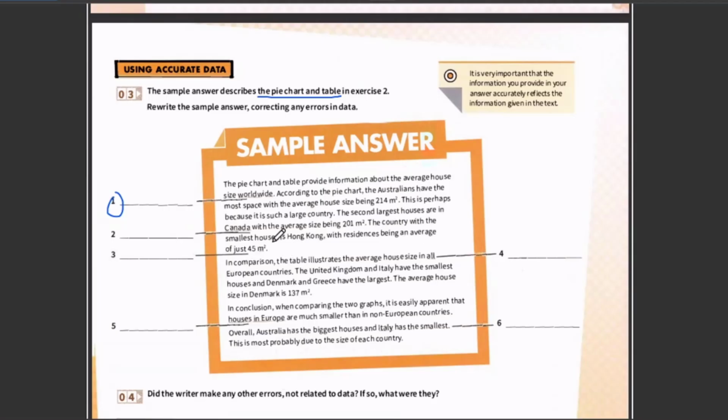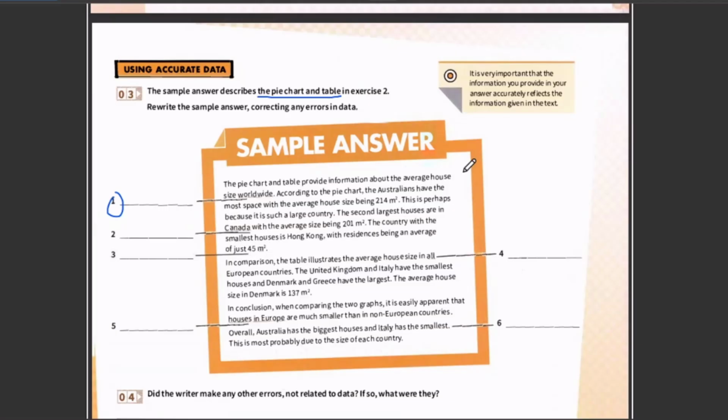Okay, next is number 3. The country with the smallest houses is Hong Kong, with residences being an average of just 45 meters square. What is the mistake here and what will be the correct one here? The country with the smallest house size is Hong Kong, being an average of just 45 meters square. So, what is the correct form of this?